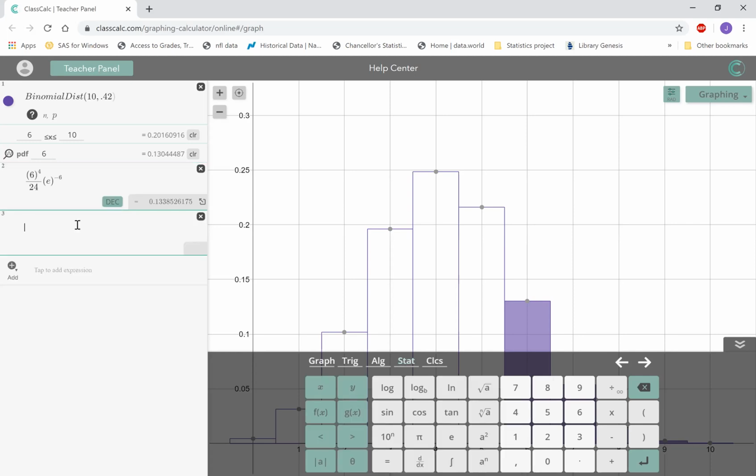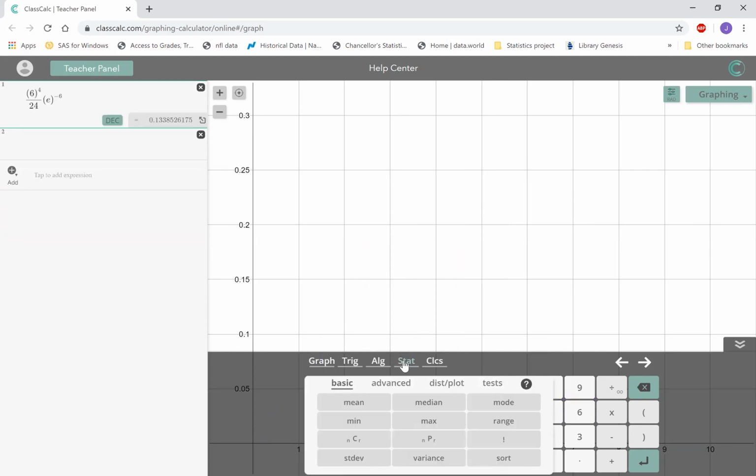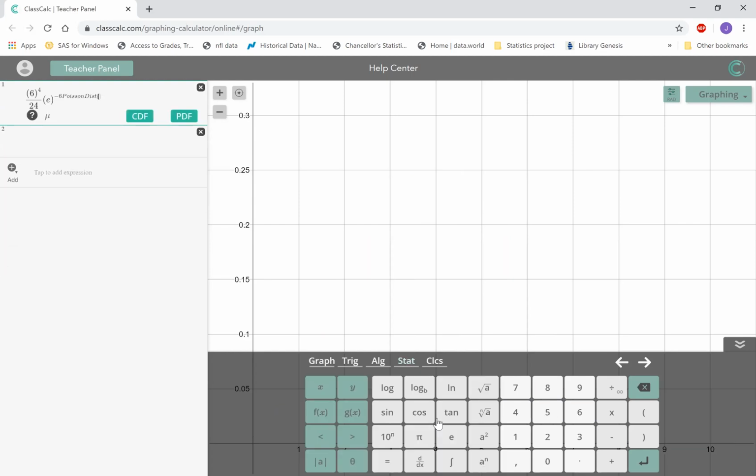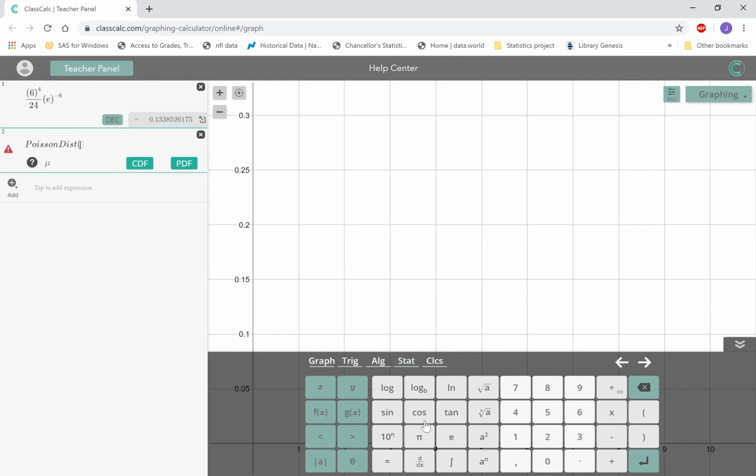Also, if you want to double check your answer, there's a function in ClassCalc that lets you double check your answer. If you go to stats, go to distribution, and look right here where it says Poisson distribution, just click that.